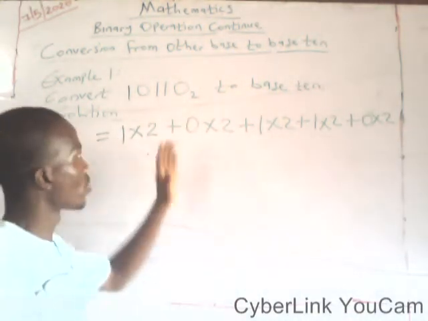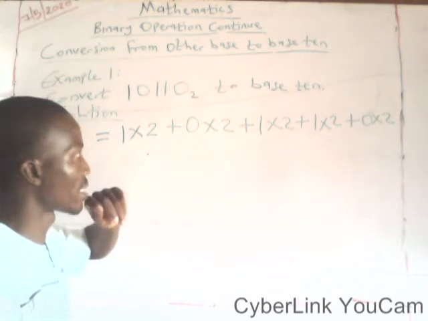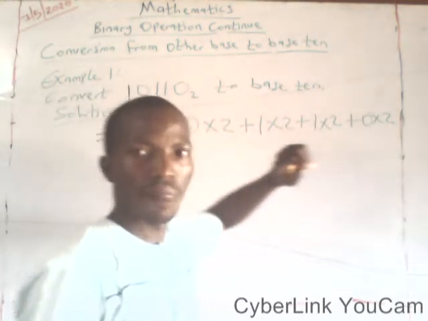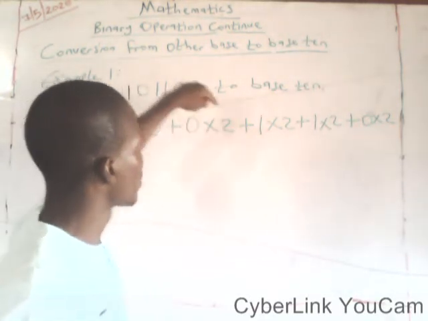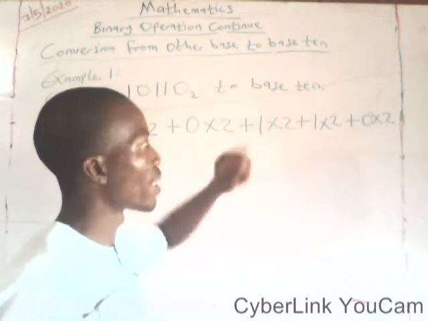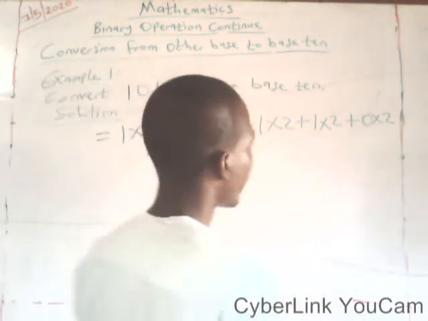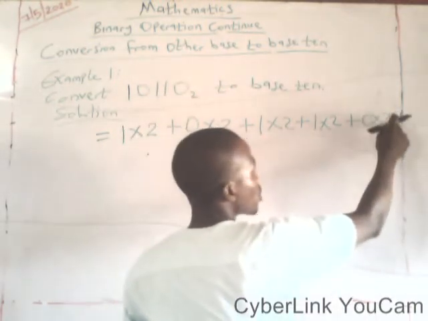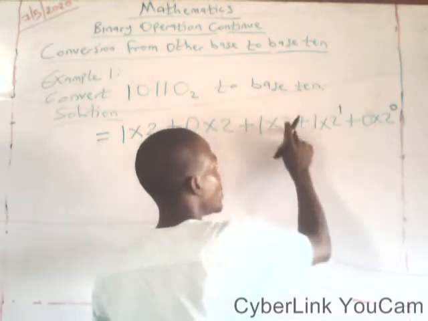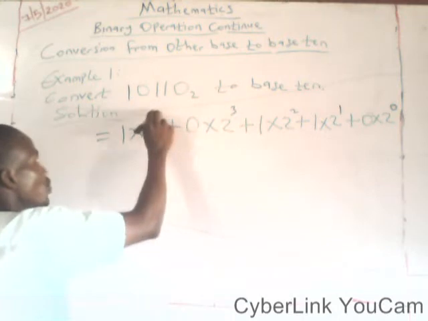When you are now through with that, the next step you are going to consider is that each of the bases that we have here, that is 2, each of these 2s, you are going to start from your right hand side and then you number the power. You start from 0. The first one from the right hand side is going to be raised to power 0. This one will be raised to power 1. This one raised to power 2. This one raised to power 3. While this one is raised to power 4.